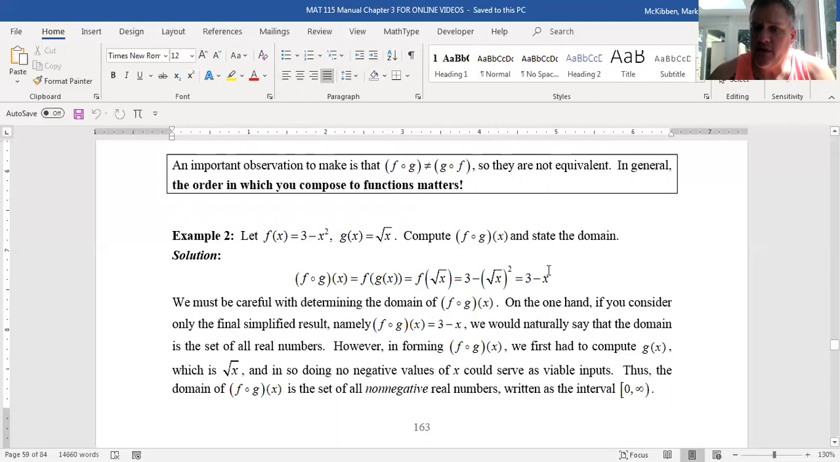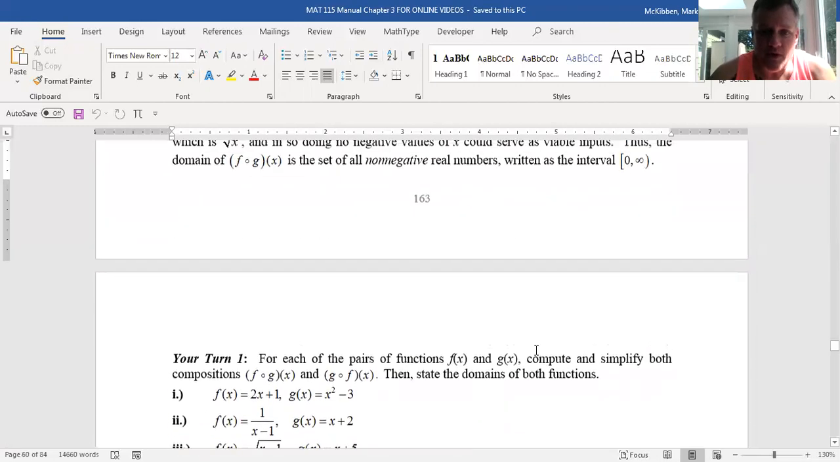Right? So not only is the end result important, what goes in here, the x's that you're allowed to put into the inner function constitute the domain as well. And so the domain of f circle g here is really this half open interval, or half closed interval, from 0 to infinity. All right, so go ahead and try this, your turn. Right, for each pair of functions, I want you to compute f circle g and g circle f and state the domains in each case. All right, go ahead and try that and see what you get.